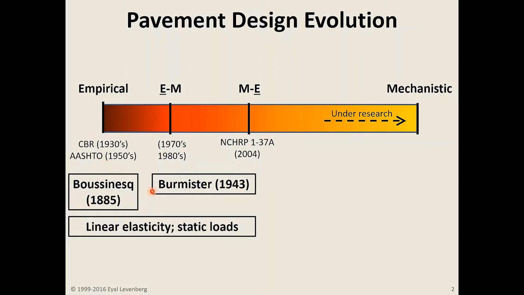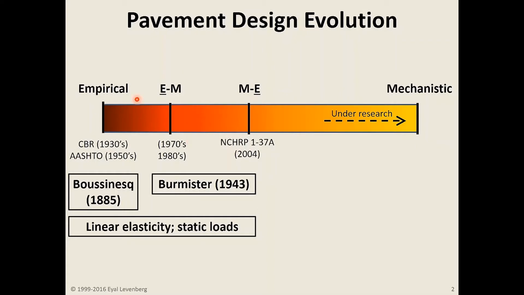Some of them included some mechanistic considerations based on a Boussinesq solution for a half space. Then later, in the 1970s and 80s, there was an empirical-mechanistic approach where the empirical methods were augmented with some mechanics. This was mainly based on Burmister's solution for a layered half space. And then the latest mechanistic-empirical pavement design guide, used to be known as MEPDG, now AASHTO design, is placing a little bit more emphasis on the mechanistic part, but there are still many empirical components to it.